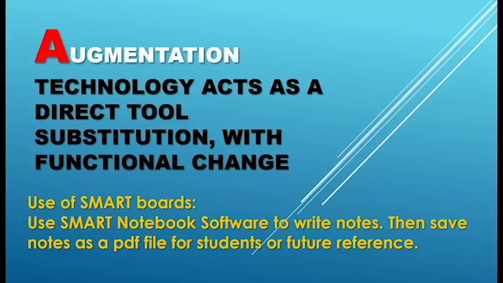The A level of the SAMR model is augmentation. This is when technology acts as a direct tool substitution with some functional changes. Going back to our smartboard model, this would be where a teacher uses the smart notebook software to write notes. Then they're able to save those notes as a PDF file for student use or future reference. For example, if a student is on an IEP plan and they need the notes printed up for them, the smart notebook software allowed us that functional change that is needed to reach the augmentation level.